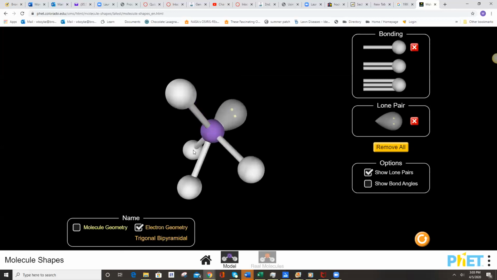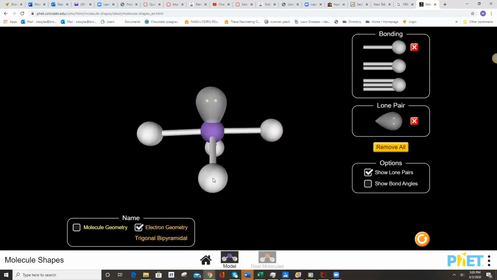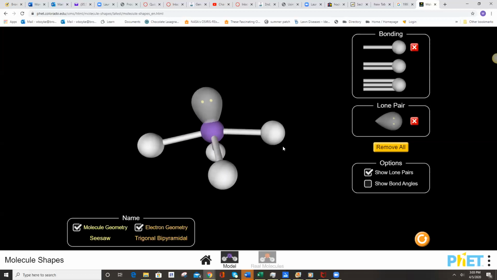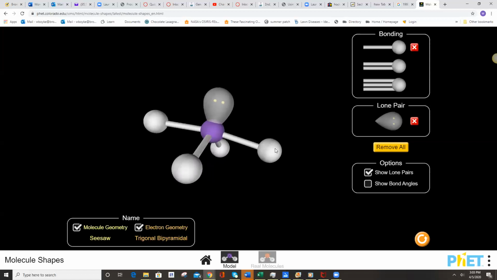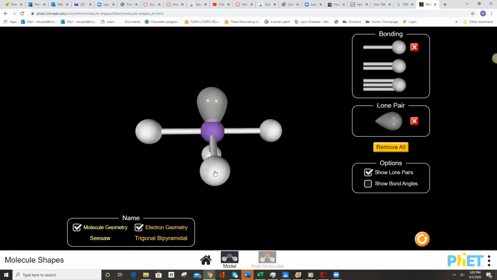Now let me rearrange this such that you can see the actual molecular geometry. And if you look at this, you can see it looks like something you're a little bit familiar with. The molecular geometry for this is the seesaw. You can see a seesaw-like pattern here with one side going up, the other side going down. So it's like a teeter-totter. Seesaw is our technical name for this specific molecular geometry.